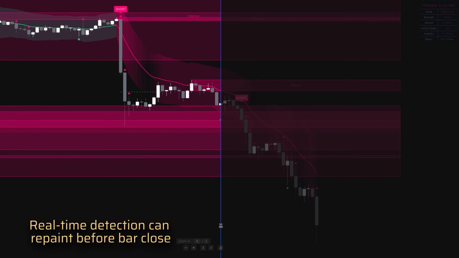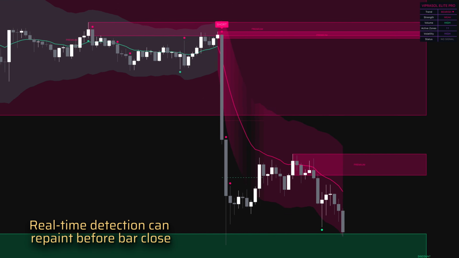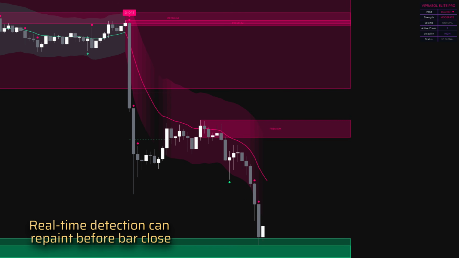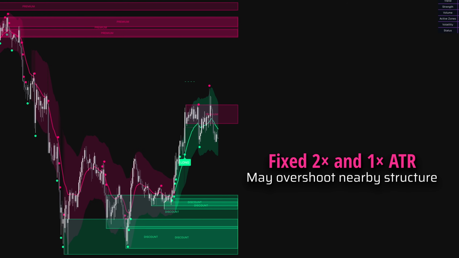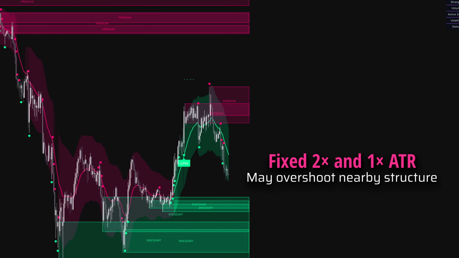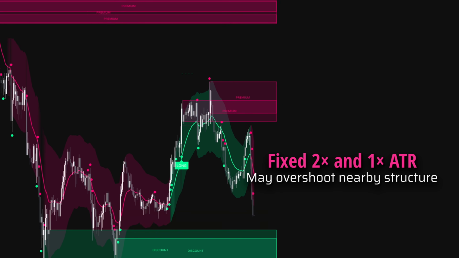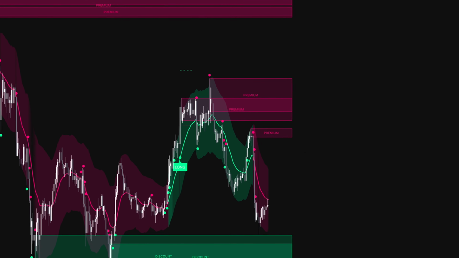Real-time rejection detection uses a current bar candle type check, meaning signals can repaint before bar close, unless the confirmation filter is active. Fixed ATR targets at 2 times and 1 times from entry do not account for structural levels that may sit closer than those distances, limiting mechanical exit usefulness.